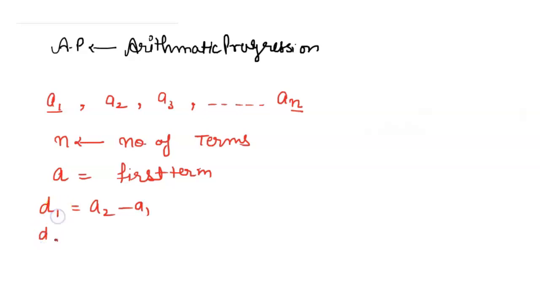The difference is A2 minus A1, this is D1. D2 is A3 minus A2. And in this AP series, the difference will be the same between every term. Now we should solve the following sum.